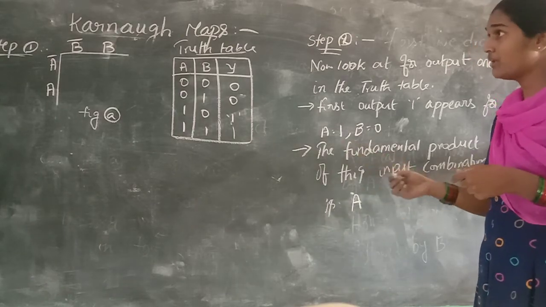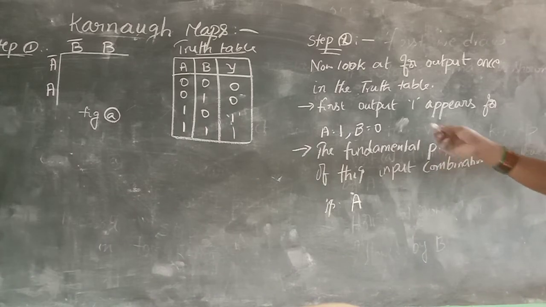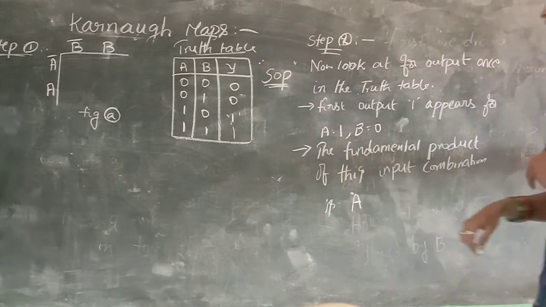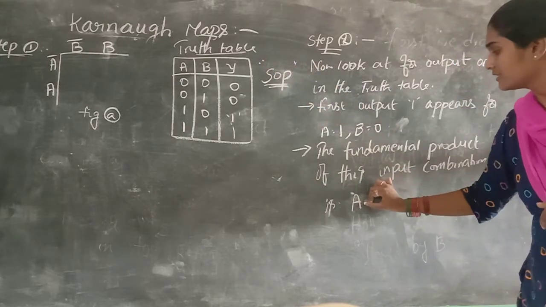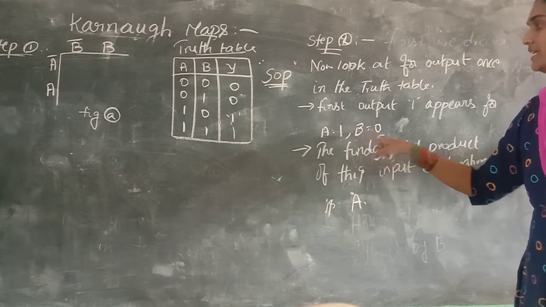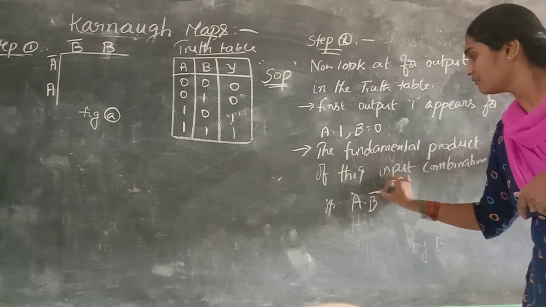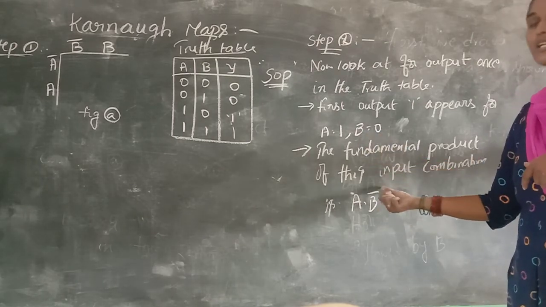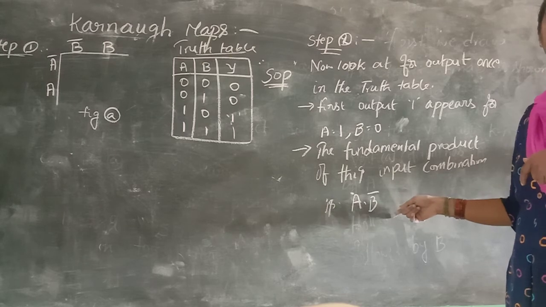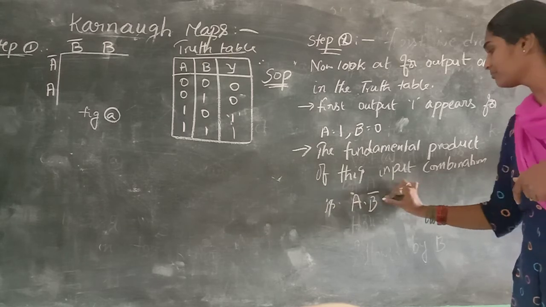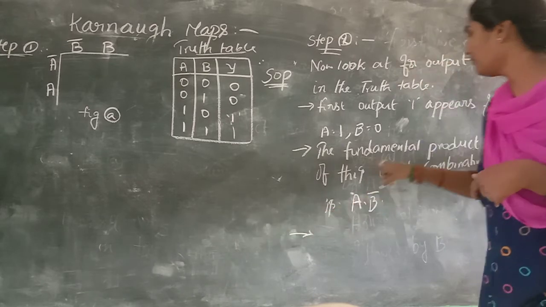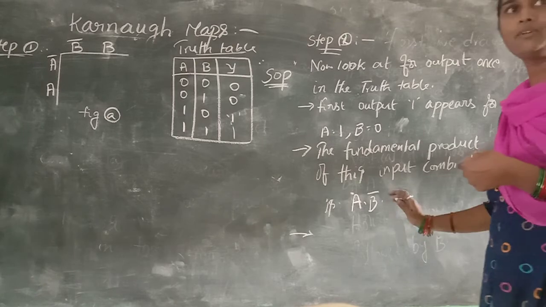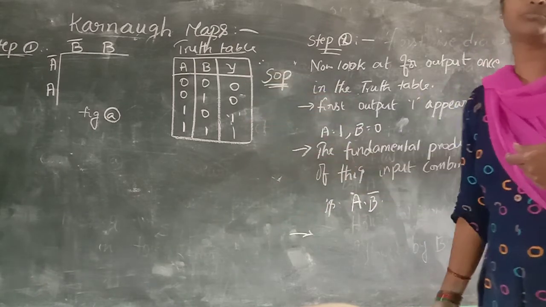And next, what method did we use here? SOP, sum of products method. So here, for the product A dot B, B is equal to 0, so that's why we consider B bar. A dot B bar. And after writing the fundamental product of the input, next we enter this fundamental product into the K-map.